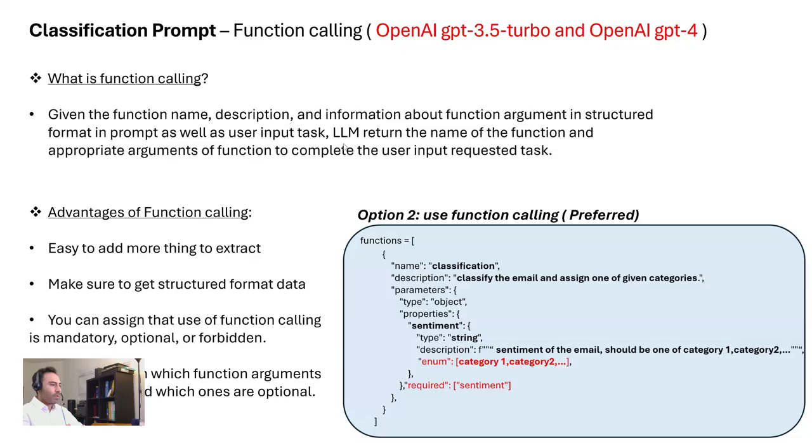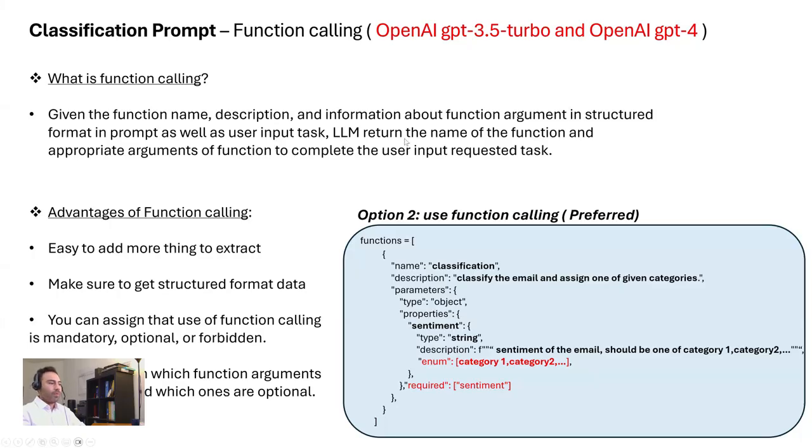And also, when you provide one or more functions in the prompt, you can assign whether the use of the function is mandatory or not. The LLM can decide by itself either to use the function, returning the function name and the categories, or just answer the question or reply to the request by itself. This is another thing that you can provide in the prompt. Or you can make it mandatory to use the function, or you can make it forbidden to use the functions. So you have different options and a lot of flexibility to define in the prompt.